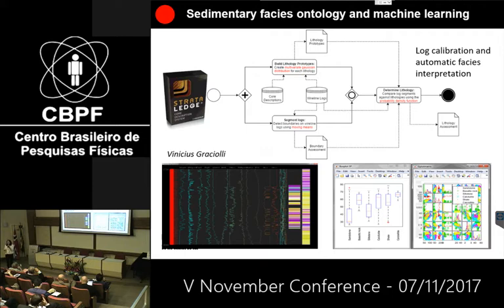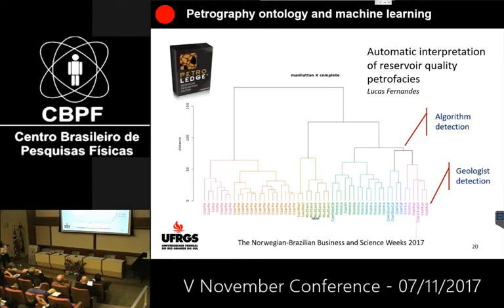From the same basis, then I can extrapolate exactly the properties of the rock to the rest of the well where I don't have the rocks, using machine learning. That's very fit to the basin that I am working with. This is the master dissertation of Vinicius Gracioli. Here I have the input of PetroLedge, controlled by ontology.